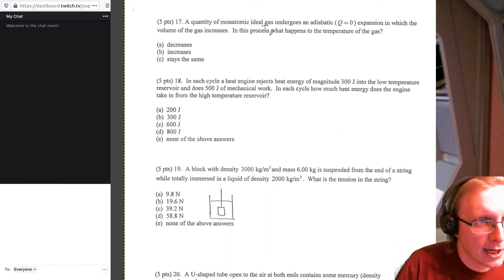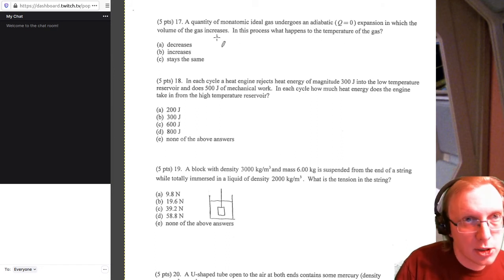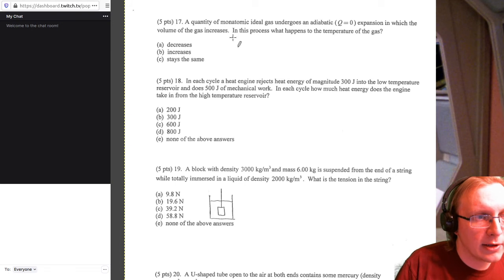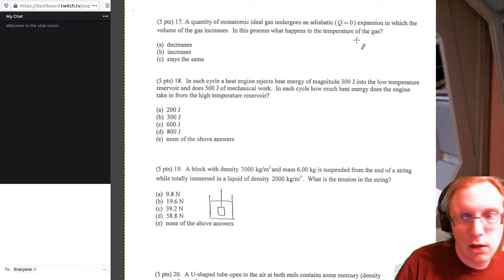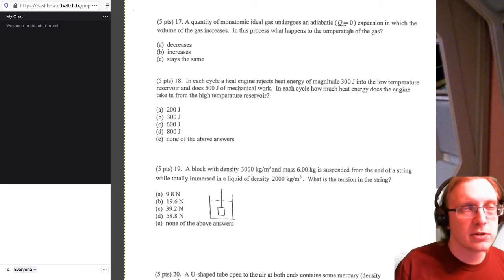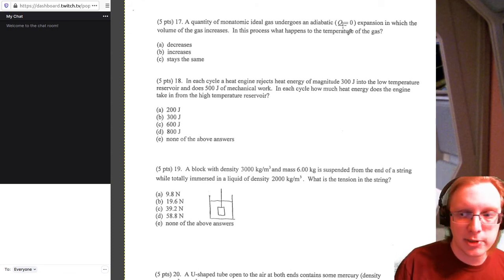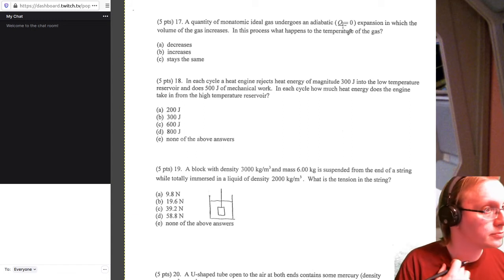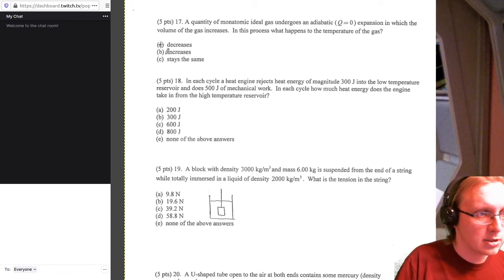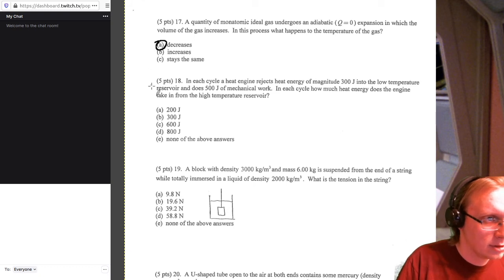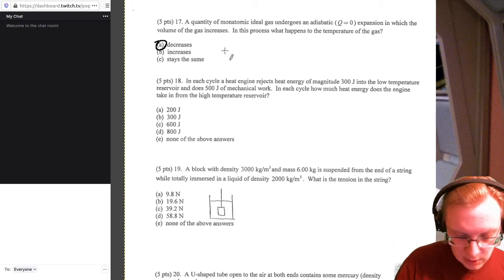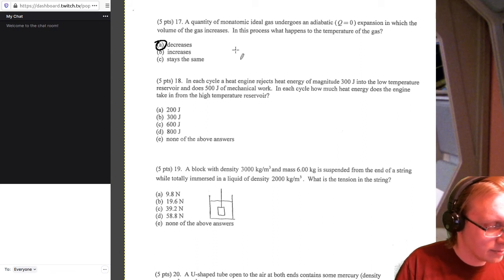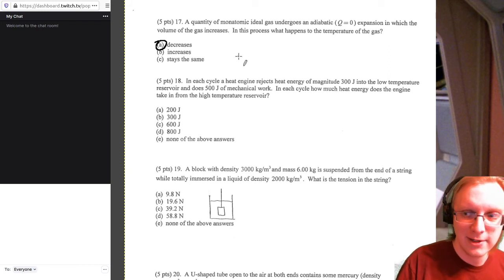So a quantity of monatomic ideal gas undergoes adiabatic expansion, in which the volume of gas increases. In this process, the temperature of the gas does what? Well, in this particular case, you could do this for yourself by experimentation, or you can find it on the internet. Basically, people vent stuff into the atmosphere, and you can watch it cool off as they do this.